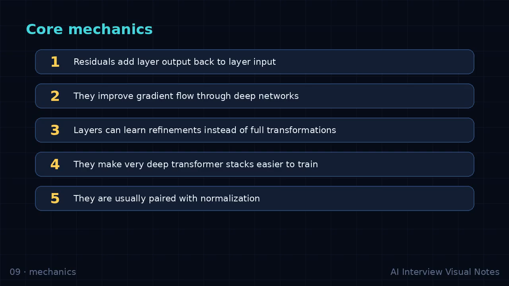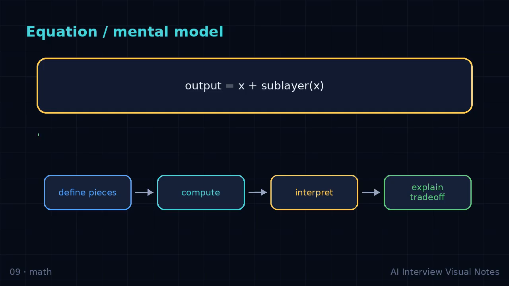Concrete example. If a layer only needs to add information about a pronoun reference, residuals let it keep the original token representation and add the new feature rather than rebuilding everything. Walk through the example slowly. Say what changes at each step, what stays fixed, and why the operation helps the model produce a better representation.